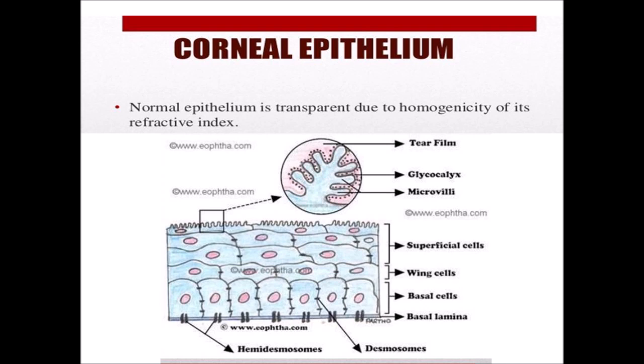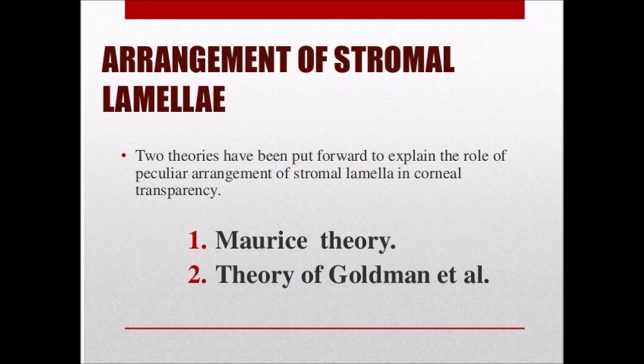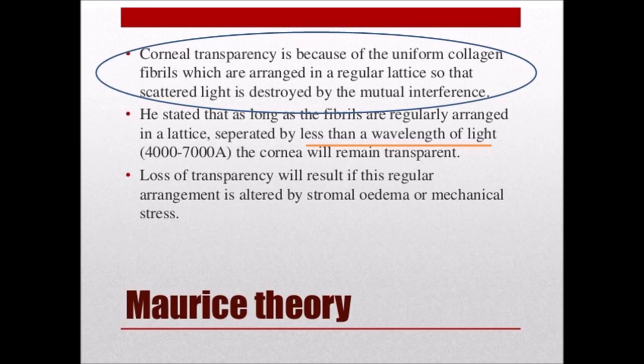Below the epithelium is the stroma, in which there is regular arrangement of the lamellae which maintain the corneal transparency. There are two theories to explain it, the Maurice theory and the theory of Goldman. According to Maurice theory, there is regular arrangement of collagen fibrils so that the scattered light is destroyed by mutual interference. Also, fibrils are regularly arranged in a lattice and they are separated by a distance less than the wavelength of light, and this is responsible for the transparency of the cornea.